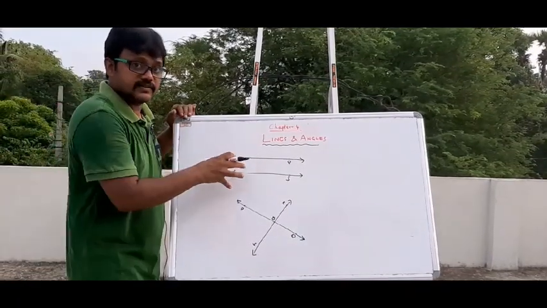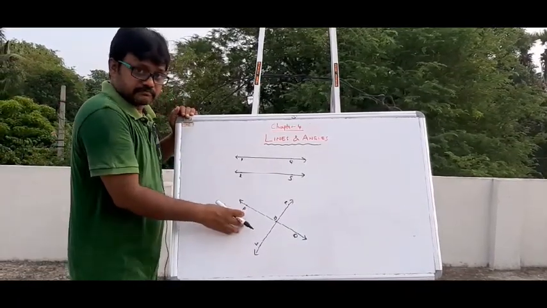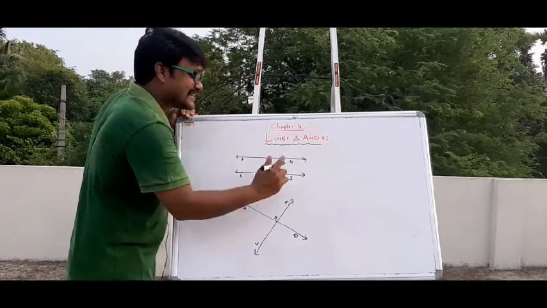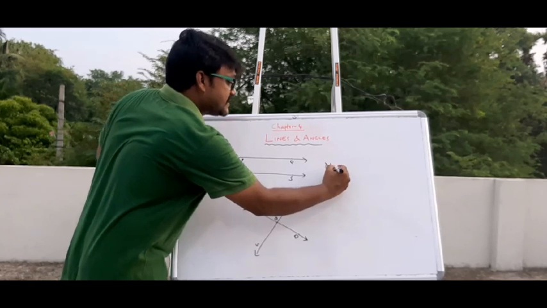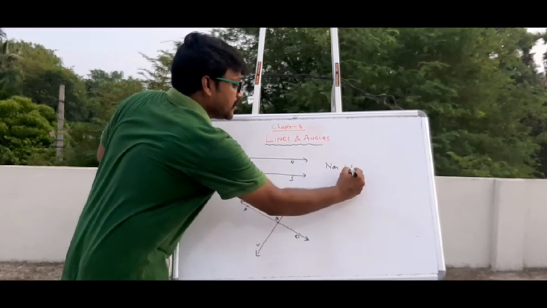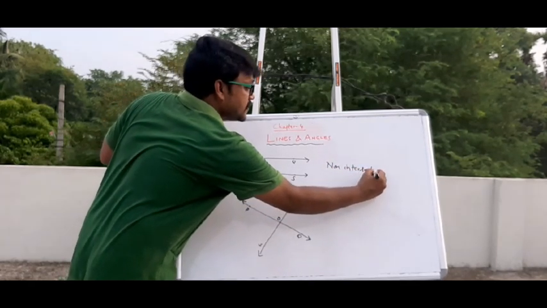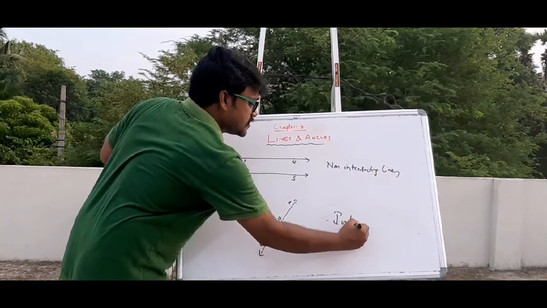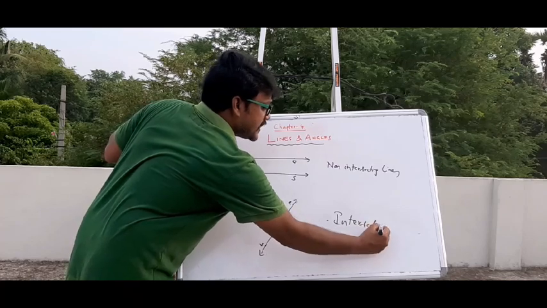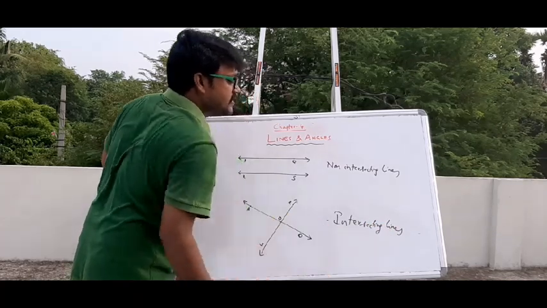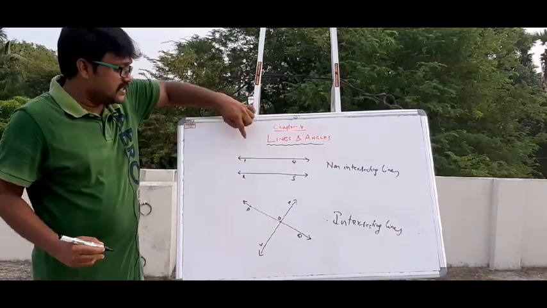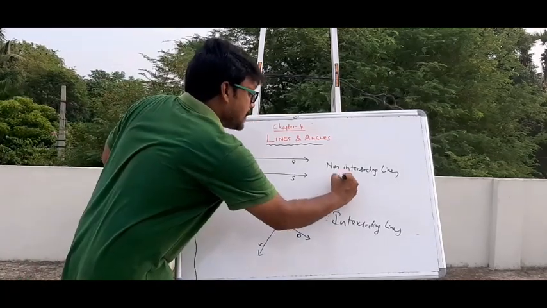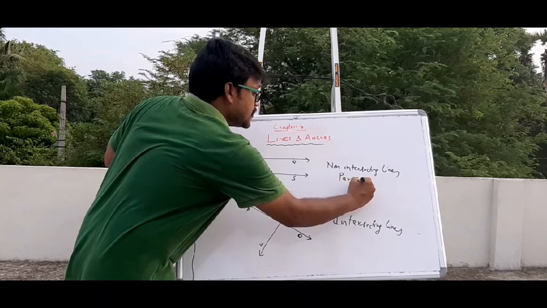So these two situations made me define two types of lines: non-intersecting lines, that means the lines that do not meet, and intersecting lines. These are the two types of lines. The non-intersecting lines are also popularly known as parallel lines.